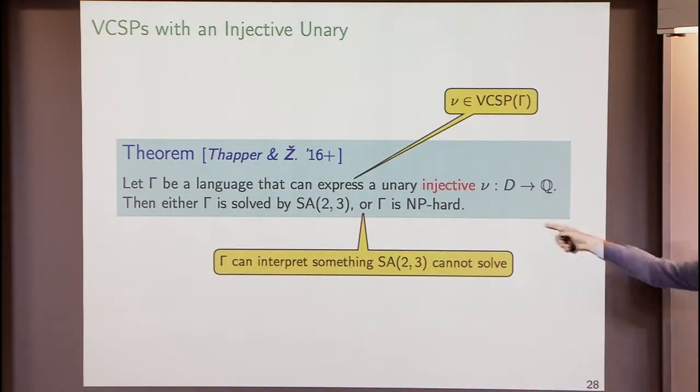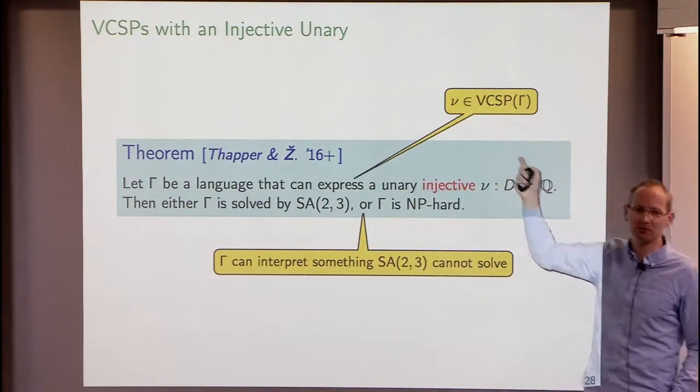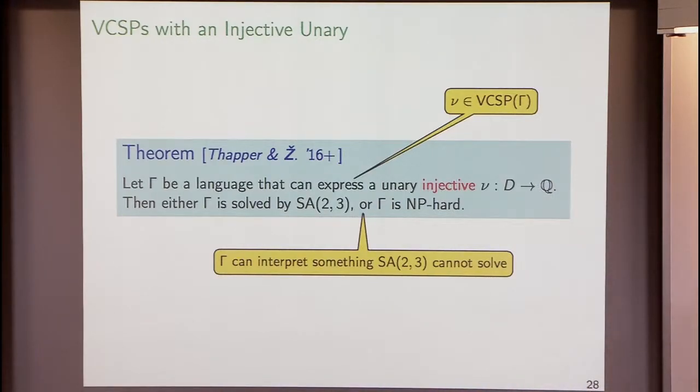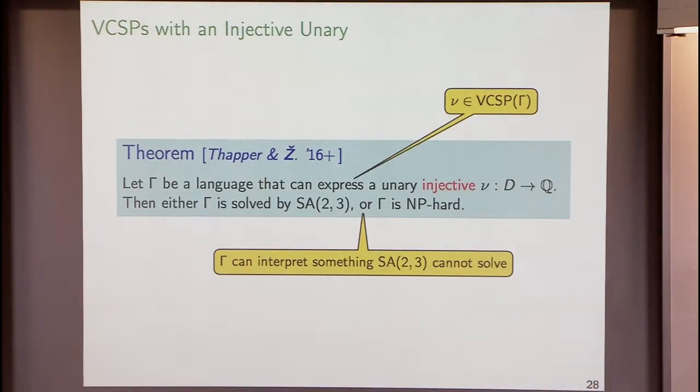In fact, again, we prove here something slightly stronger. We can show that you can express or interpret, in this sense, and I'm not going to develop it, but it's something more general than being expressible. This comes from, again, decision CSP, so it's a pp-interpretation in a valued world. You can interpret something that SA23 cannot solve, namely equations. So that's the thing that cannot be solved. And once you have equations, and once you have an injective unary function, you can get NP-hardness.